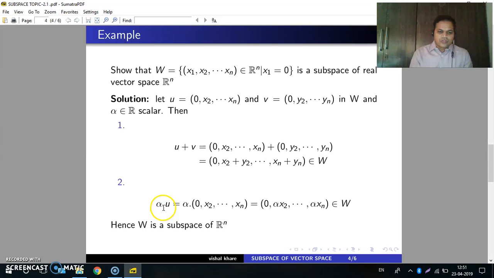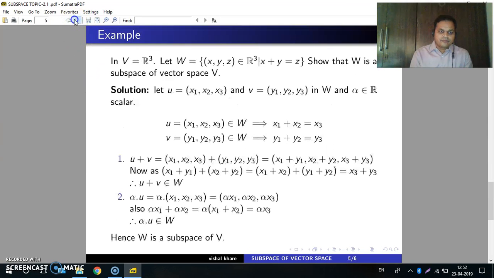Condition number 2. Alpha into u is equal to alpha into (0, x2, and so on, xn), which is equal to (0, alpha x2, and so on, alpha xn). This also belongs to W because the first coordinate of this element is again 0. Hence W is a subspace of Rn because both the conditions are satisfied. We'll see one more example.